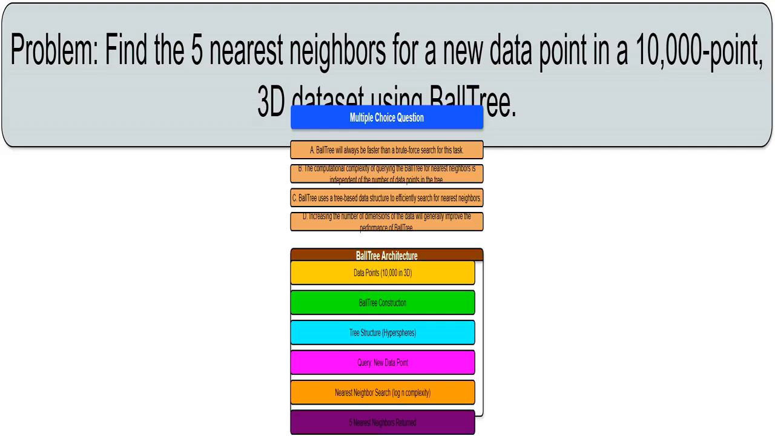Okay, Vamsi, so we're dealing with a k-nearest neighbors search problem using BallTree. We have a substantial dataset, 10,000 data points scattered in a 3D space, and we want to efficiently find the 5 closest neighbors to a new point we've just added. The efficiency and the method are really the heart of the problem.